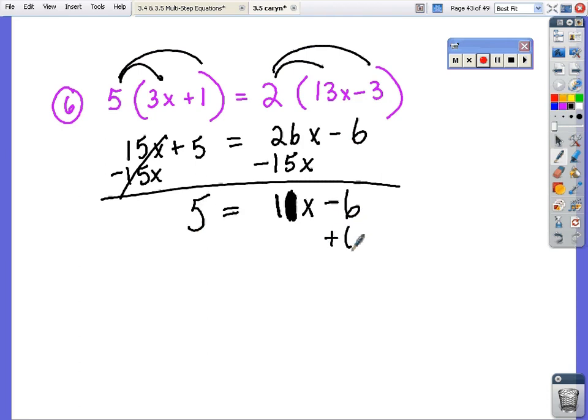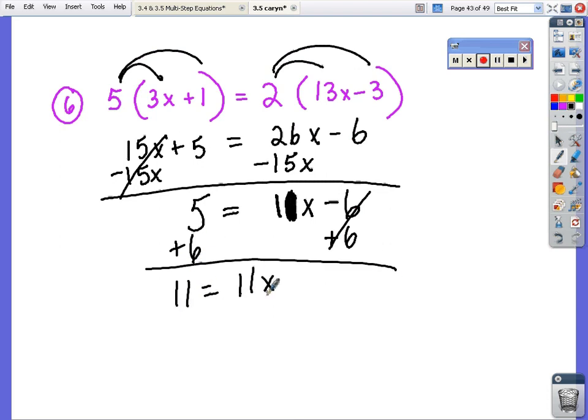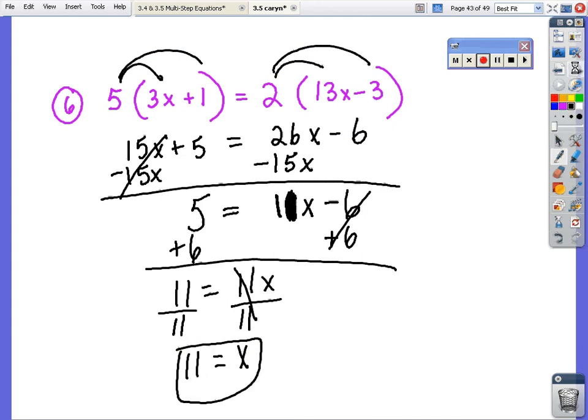Now I'm going to add 6 to both sides, so all my numbers are isolated on my left side, and I have 11 equals 11x. Finally, I'm ready to solve, so I do the inverse operation of dividing by 11, and I'm left with 11 equals x, which is x equals 11. Next one.